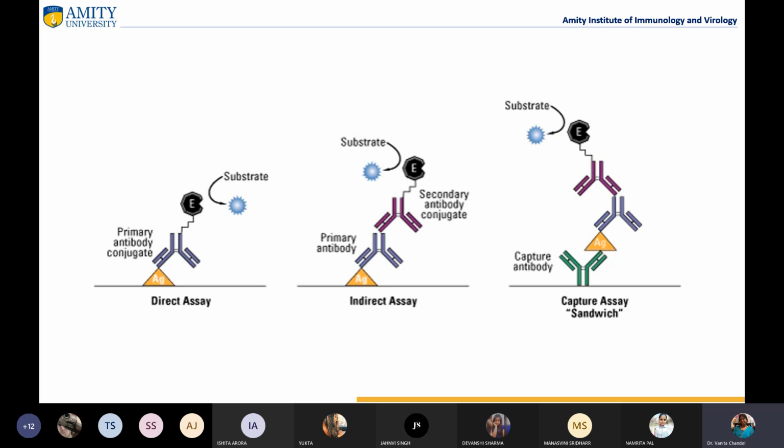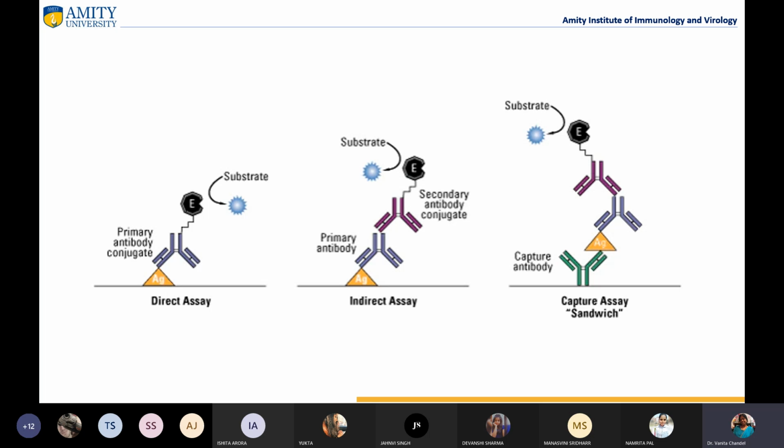So you can see here, there's a direct assay, there's an indirect assay. In the direct assay, we can see there's an antigen which is being coated on the plate. Then we have a primary antibody conjugate, which is conjugated to the enzyme, and then substrate is added for the signal. In the indirect assay, there is again antigen coated, then we have a primary antibody, and then we have a secondary antibody which is labeled with the enzyme conjugate, and then we add a substrate, right?